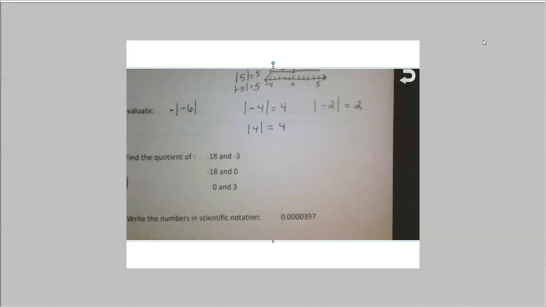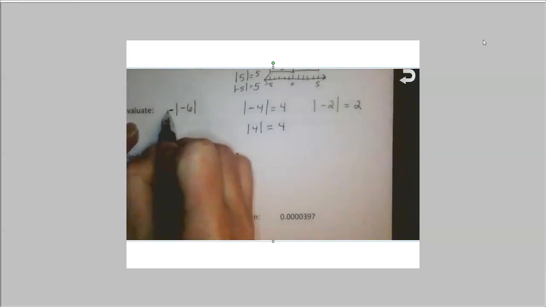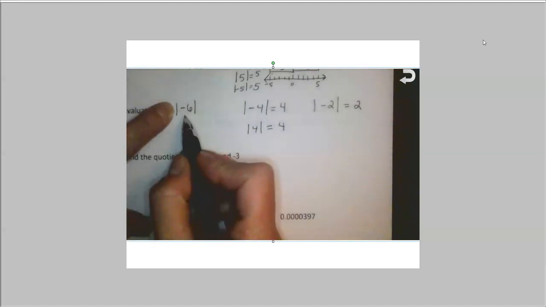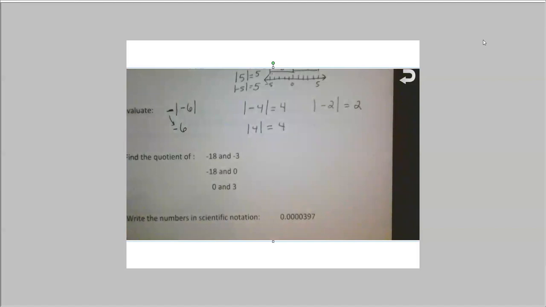Now, the only thing I would encourage you to be watchful of is what if there was a negative outside the absolute value? Well, working inside the absolute value of -6 is a +6, but if there's a negative in front of that absolute value, you would have to bring that down with your answer. It's not meant to trick you, but it is different from these previous examples.